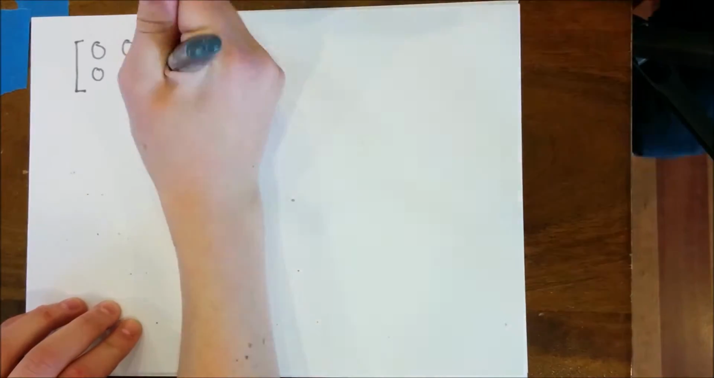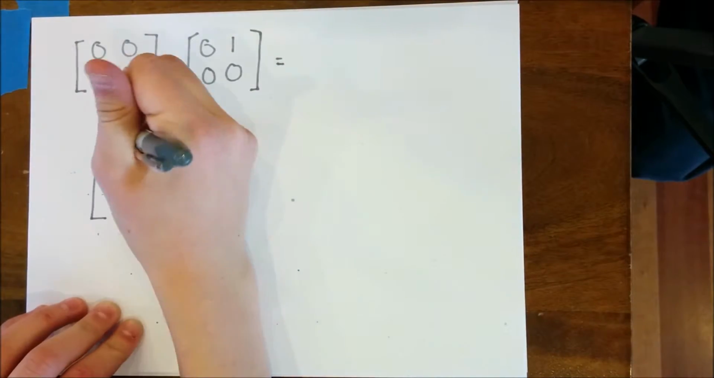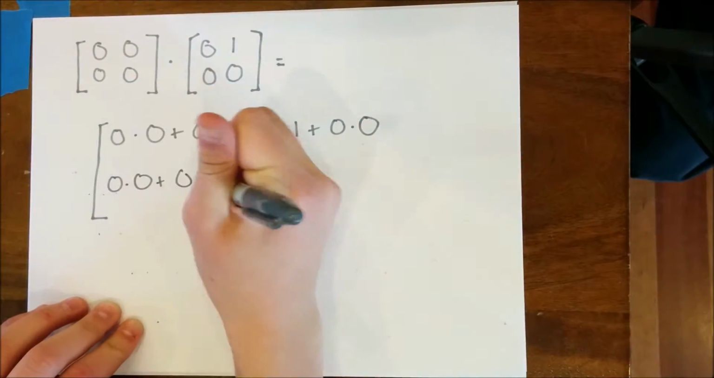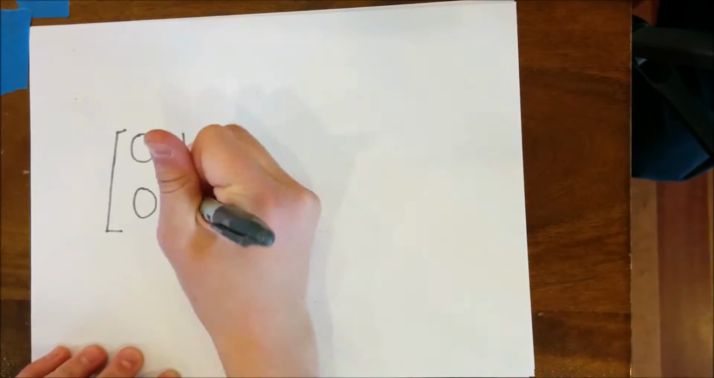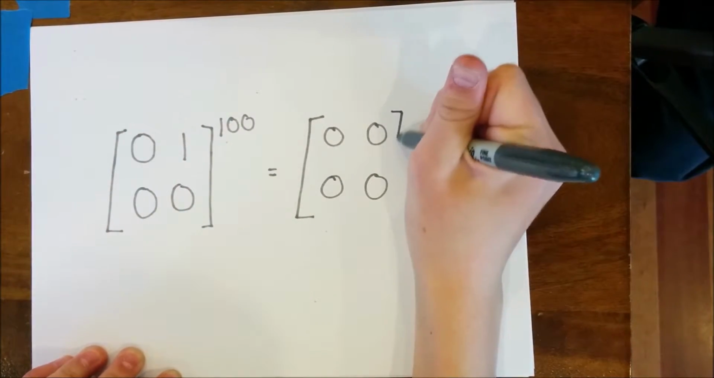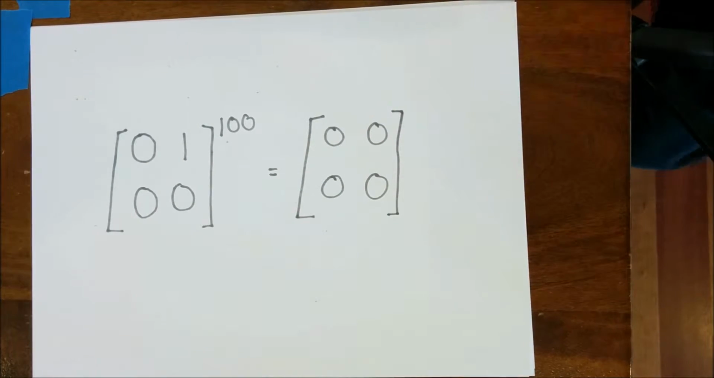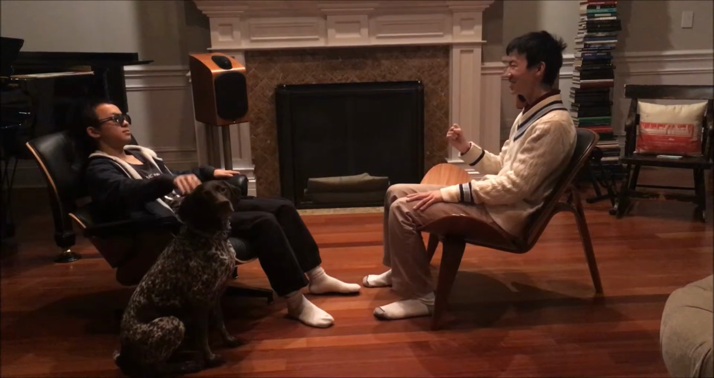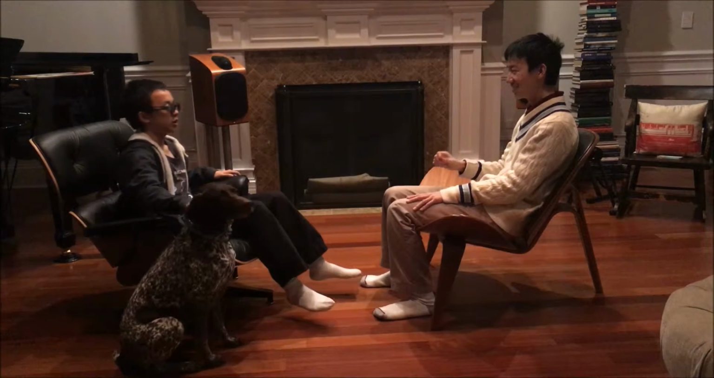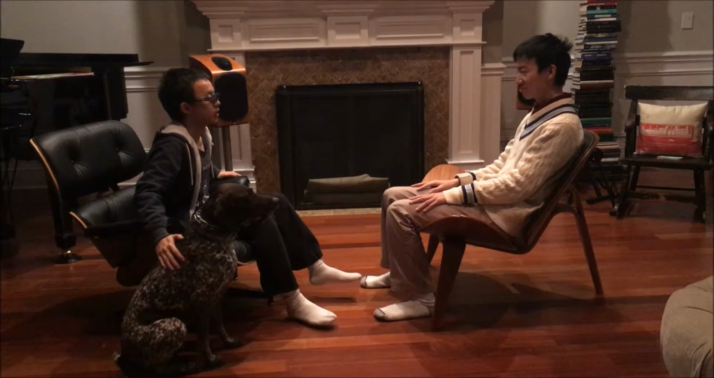Therefore, no matter what we multiply this matrix by, including the original matrix, we get the 0, 0, 0, 0 matrix in return. Therefore, the original matrix to the 100th power is simply 0, 0, 0, 0. I have solved the Matrix. Not yet, Neo. We're not done. The Matrix has reloaded.